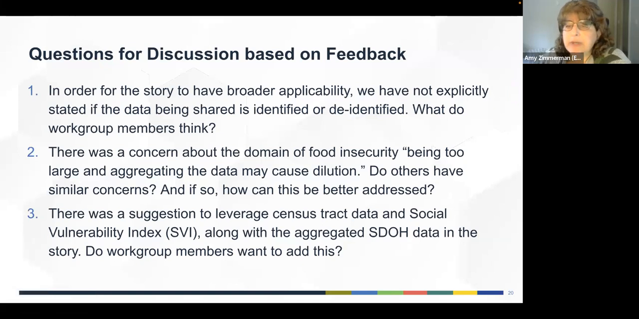So now I want to come back to a couple of questions and get some additional feedback from all of you. The first question we have that we'd like a little discussion on, or a lot of discussion for that matter, is this: in order for the story to have broad applicability, we did not explicitly state whether the data being shared should be de-identified or identifiable. And so we just want to know what you think. From the perspective of the story, is it okay to just say the data is being encrypted and be silent on that? Or do work group members really feel strongly that we should specify it one way or the other?